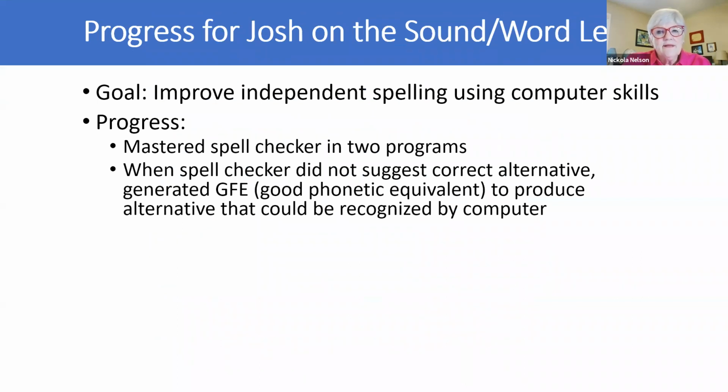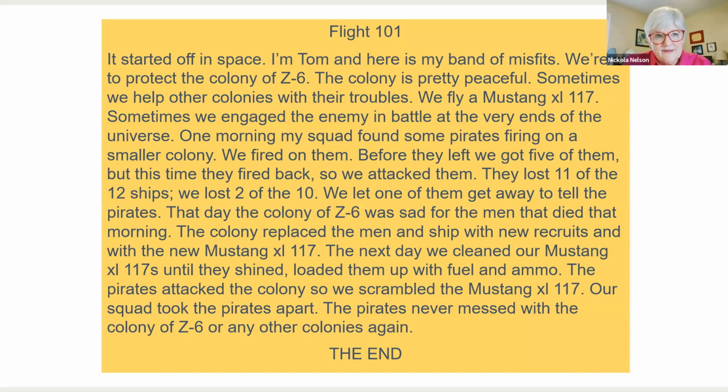So here's that goal to improve his independent spelling using the computer skills. And as I said, he mastered the spell checker in 2 programs and improved his skills at producing a good phonetic equivalent so that the computer could respond. This is an example. Again, it's been edited, so it's not his independent spelling, but it shows how he was able to use the spell checker and he wrote this lovely story about his Tom.